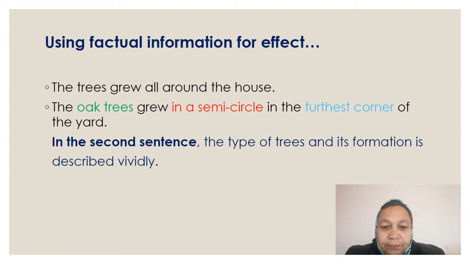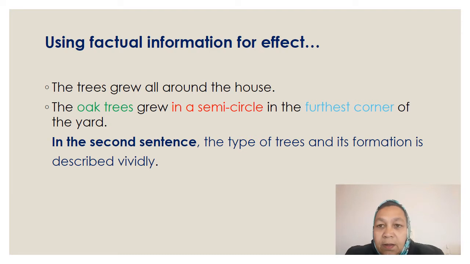In addition to using loaded verbs and adjectives and describing events rather than stating the obvious, you can also populate your sentences with factual information for effect. Instead of just saying the trees grew all around the house, add some more specific information. So you're going to say the oak trees grew in a semicircle in the furthest corner of the yard. And so there we have more detail about the type of trees, the shape that was formed, and where exactly they are located in the yard.